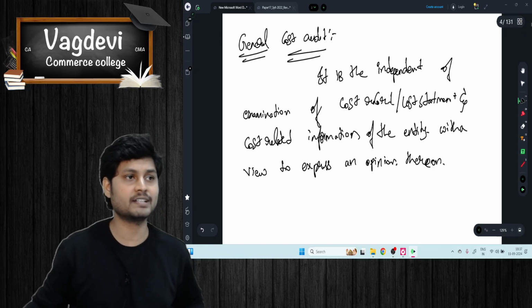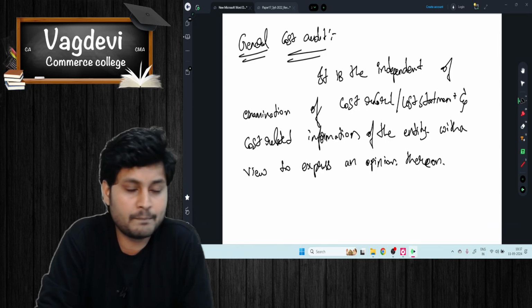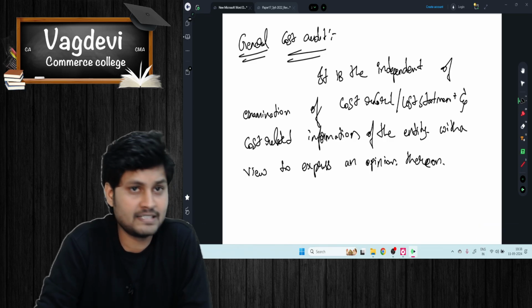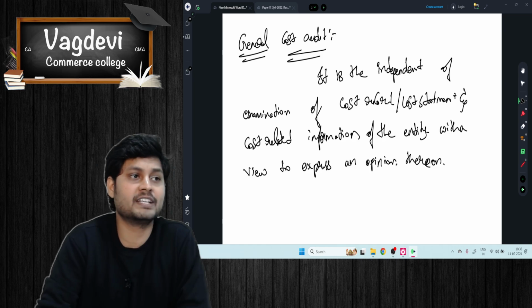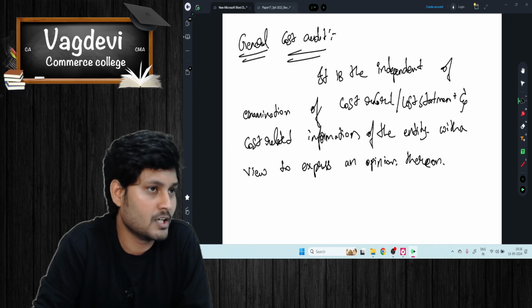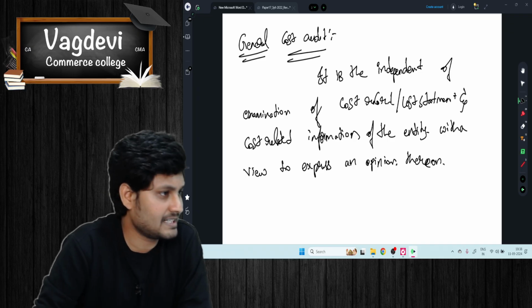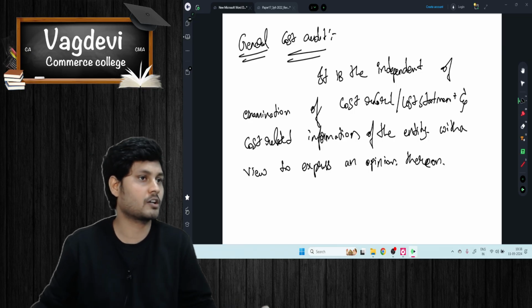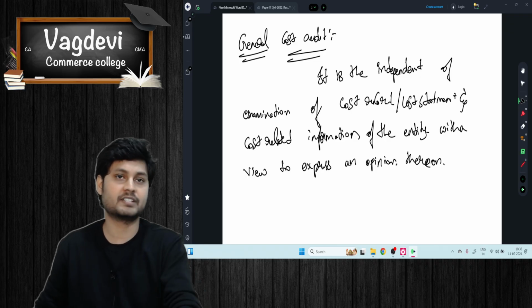So what is the meaning of general cost audit? It is the independent examination of cost records, cost statements and other cost related information of the entity, with a view to express an opinion on whether they are true and fair or not. That is what our objective is.